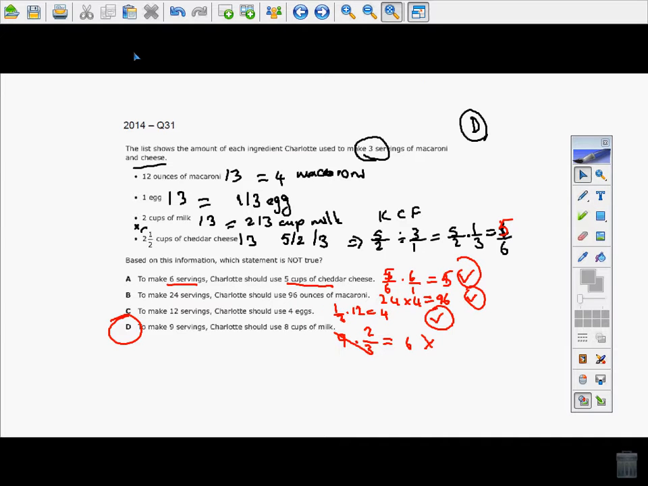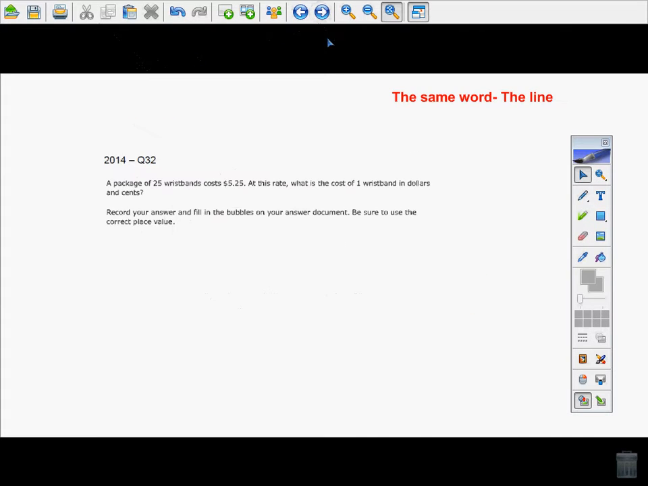Hi guys, last time we solved this question. Let's continue. This one is an open-ended question. That means we have to do the calculation the formal way. A package of 25 wristbands costs $5.25. At this rate, what is the cost of one wristband in dollars and cents? Remember the same word, the same line.